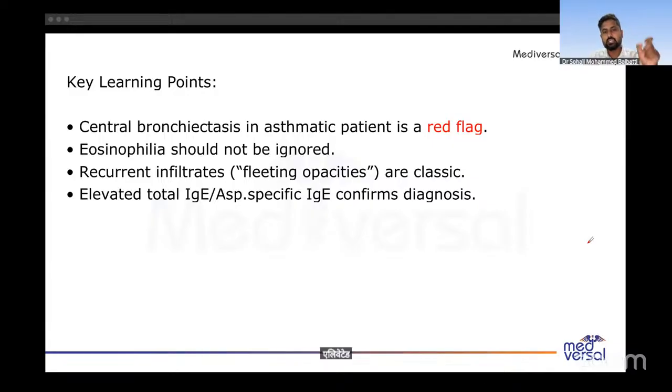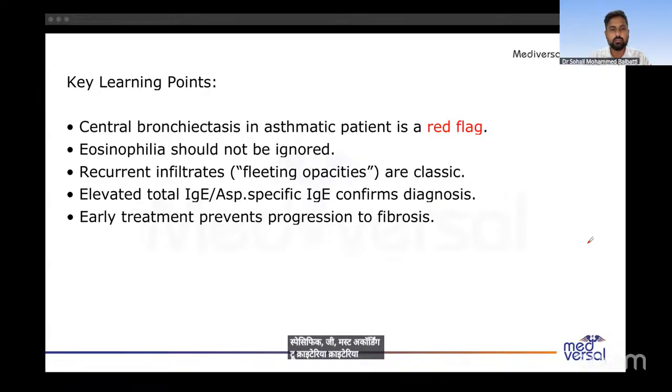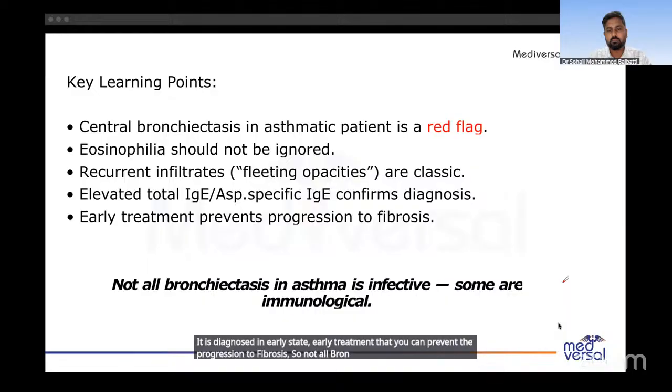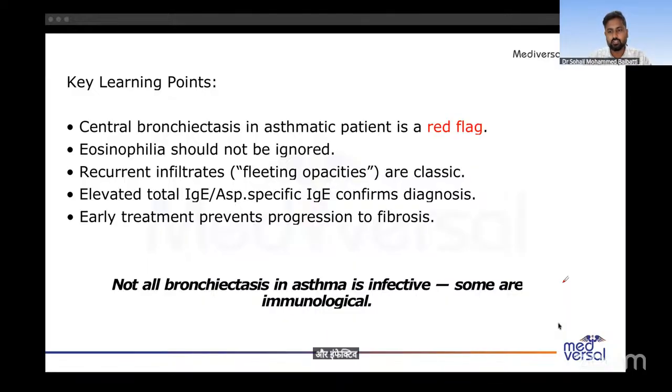Elevated total IgE or aspergillus specific IgE is a must, and they help to confirm the diagnosis according to the ISHAM criteria. ISHAM criteria are used for diagnosis of ABPA, and if it is diagnosed early and treated, you can prevent progression to fibrosis. So not all bronchiectasis in asthma is infective. Some is immunological. So always keep these things in mind, because you shouldn't see every asthmatic patient as post-airway disease. There are certain findings and investigations which help you substantiate that it is due to an immunological response and not due to the infective part. So that was the learning point from this case.